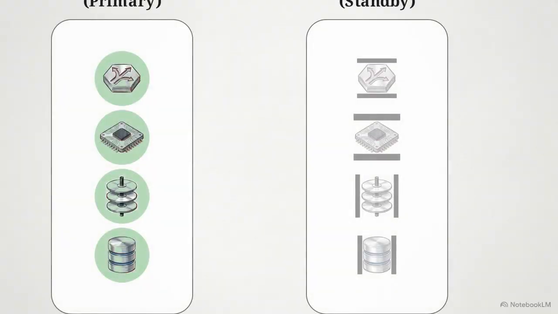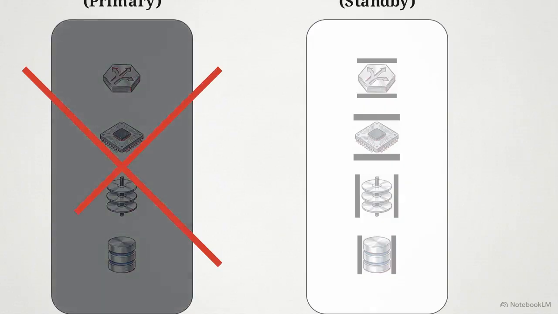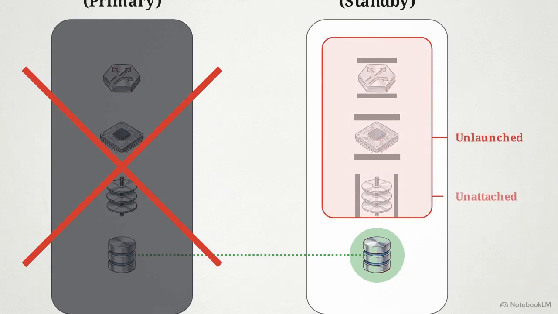Look at this architecture spanning Ashburn and Phoenix. The primary region goes dark. Data replication succeeds, but without a unified control plane, the application remains offline. Compute instances are unlaunched, boot volumes unattached, and load balancers lack routing. The dependency chain is broken.